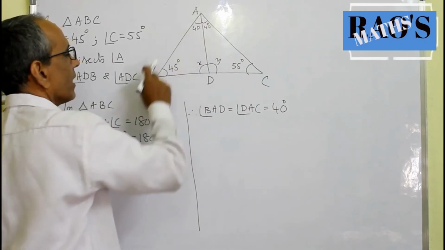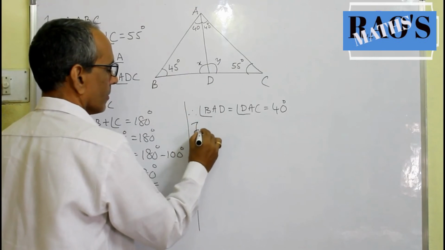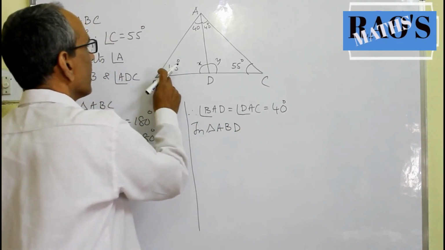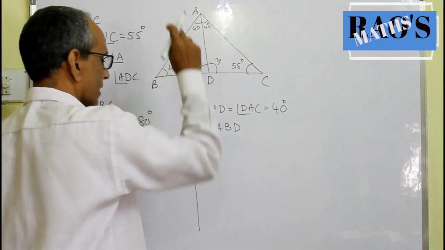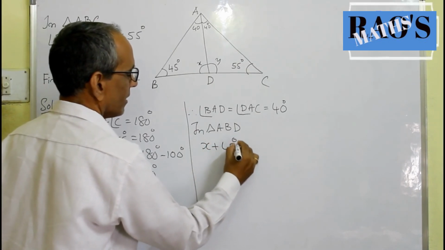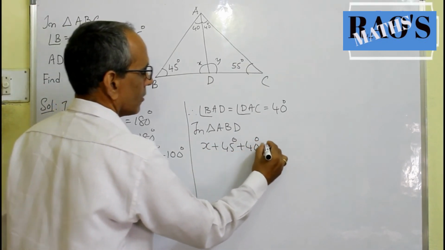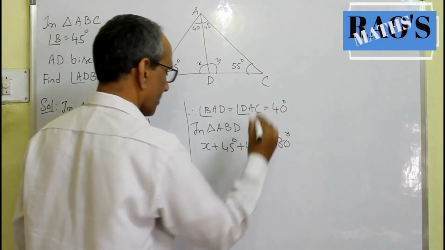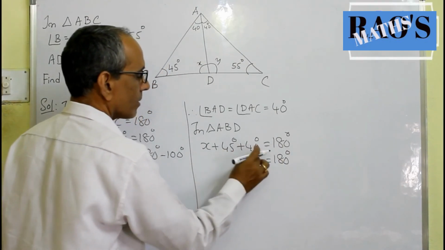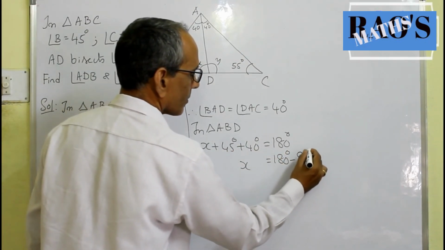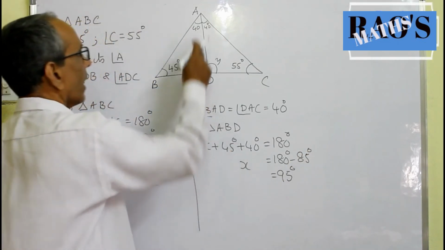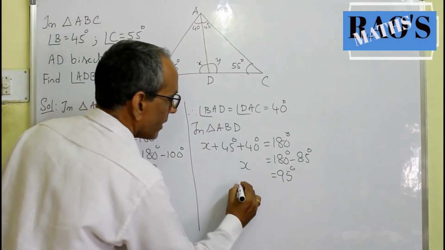I take the first triangle, angle ABD. In triangle ABD, we have 45 degrees, 40 degrees and x, or x plus 45 degrees plus 40 degrees together 180 degrees. So x is the difference of 180 minus the sum of these two, 85. So I get 95 degrees. What is x? Angle ADB.